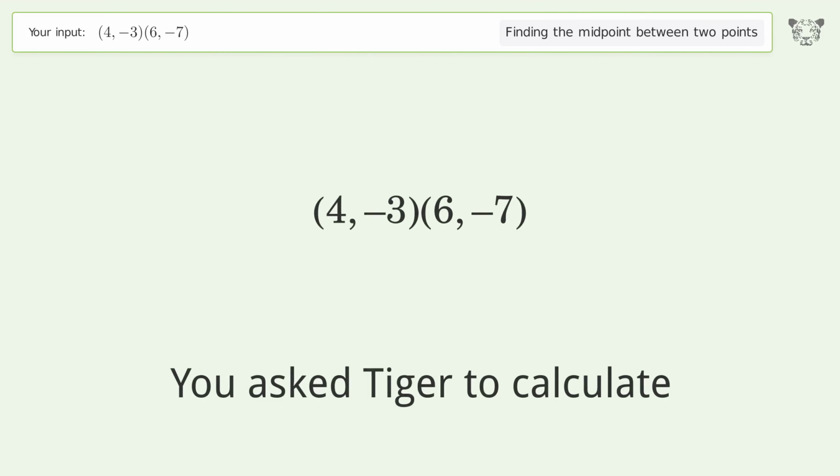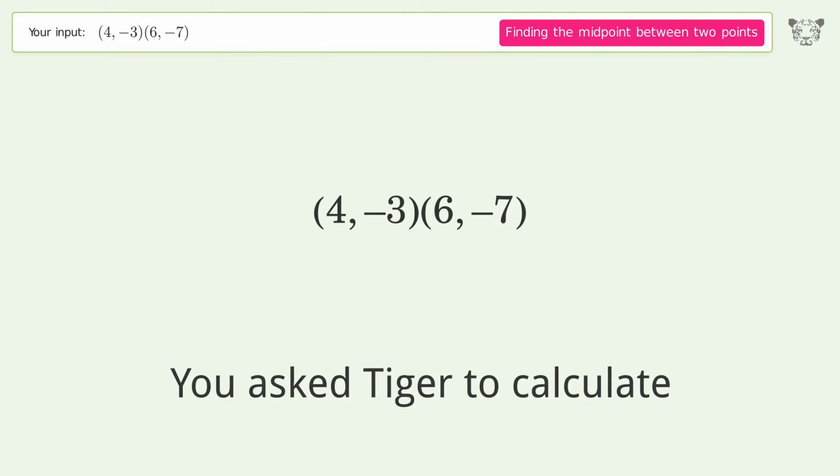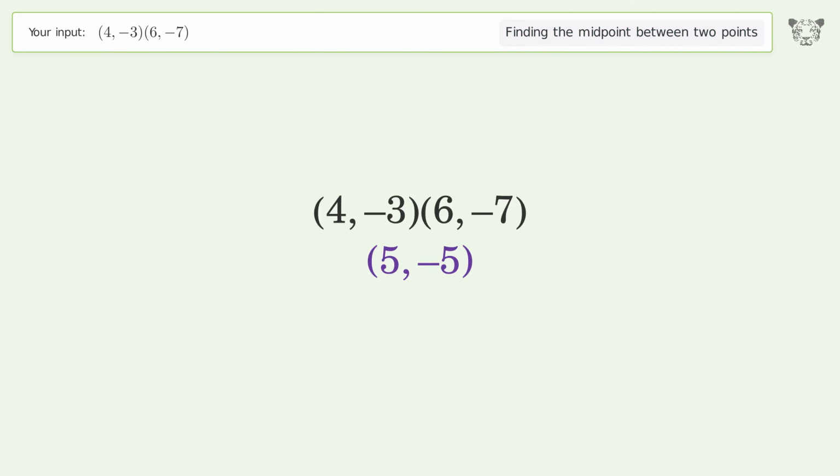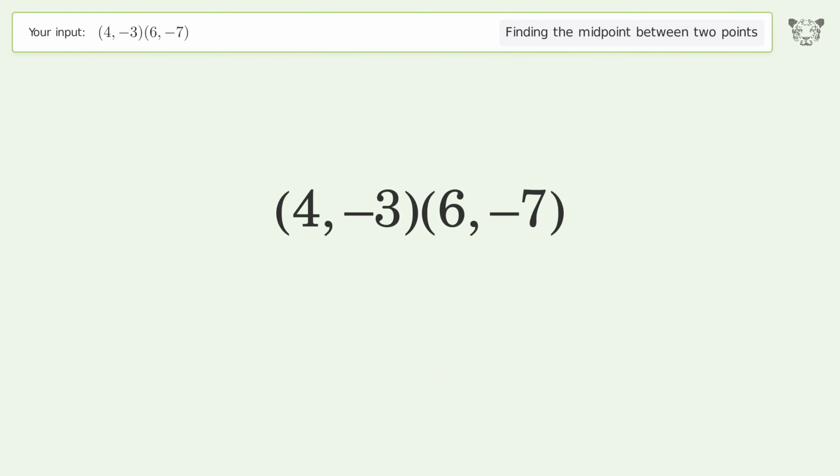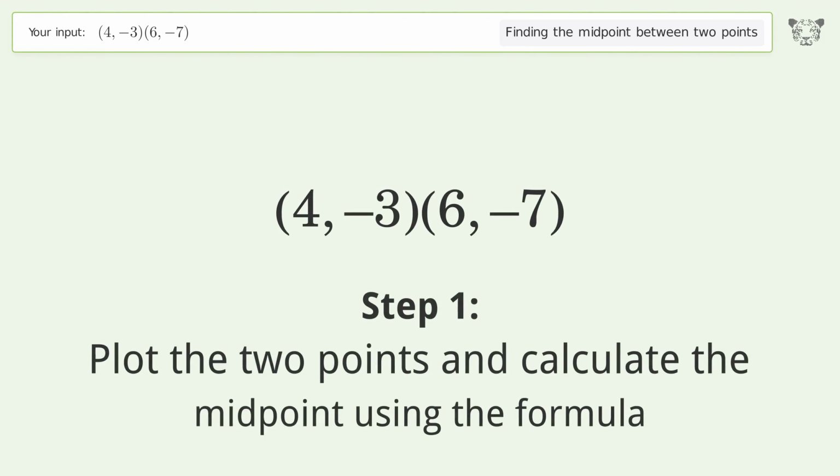You ask Tiger to calculate. This deals with finding the midpoint between 2 points. The midpoint between the 2 points is 5, -5. Let's solve it step by step. Plot the 2 points and calculate the midpoint using the formula.